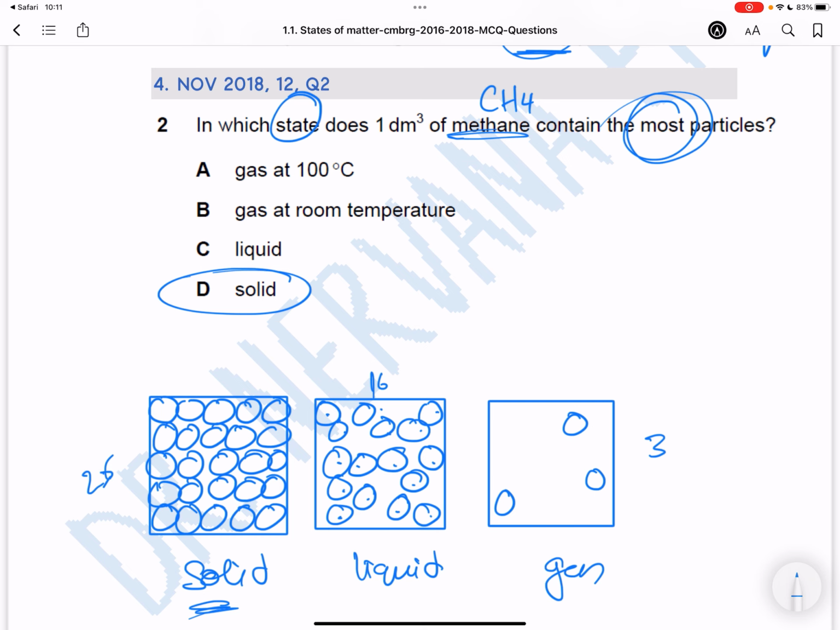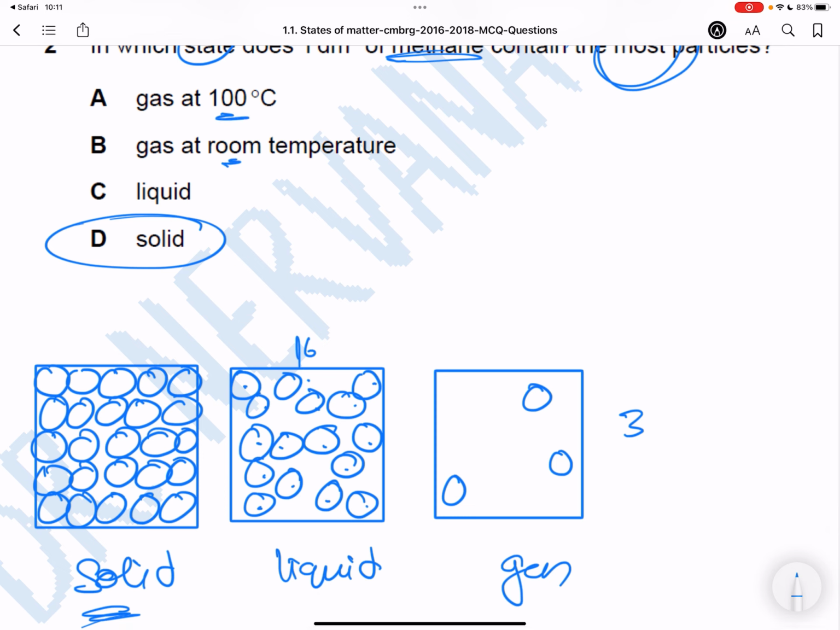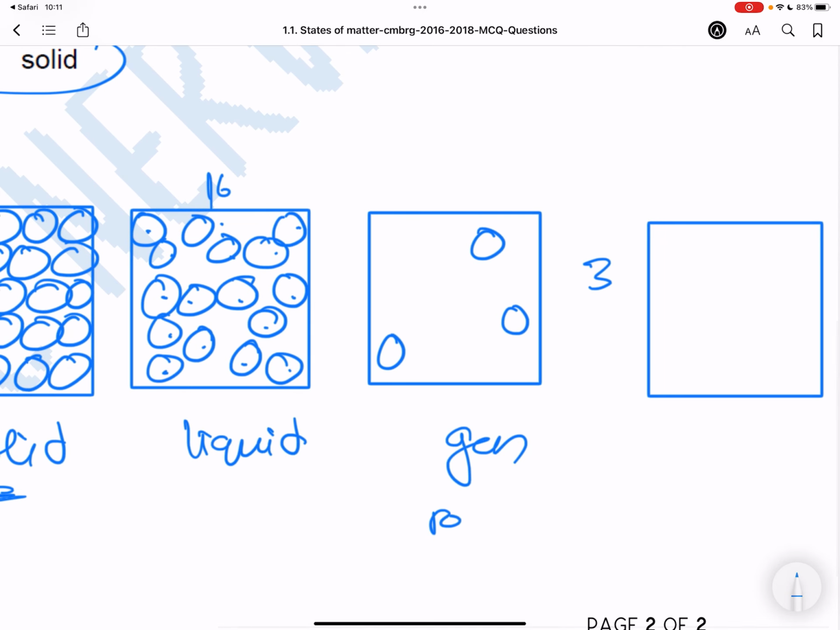Now, there was an A and B. Students sometimes ask about this. Would we have more particles at 100 or at room temperature? So if we have 3 particles at room temperature, at 100, particles move even further from each other. So you may only have 1 particle.